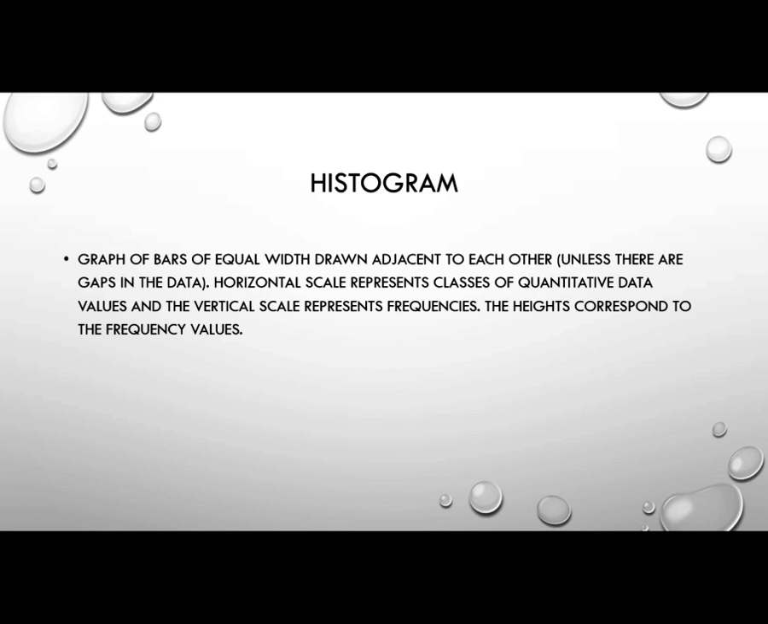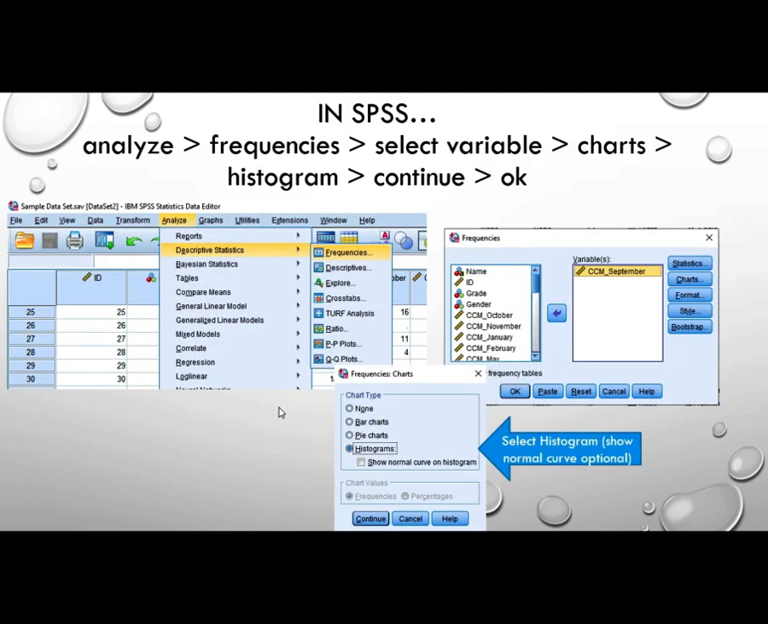It's a graph of bars of equal width drawn adjacent to each other unless there are gaps in the data. On the horizontal scale, it represents classes of quantitative data, so that left-hand column, data values, and the vertical scale represents the frequencies. The heights correspond to the frequency values. So that sounds complicated, but in a picture I will show you.